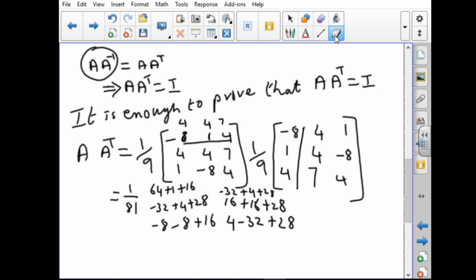Now take the last column. So last column is 1, minus 8, 4. So we get minus 8 plus 16. Then 4 minus 32 plus 28. Then 1 plus 64 and plus 16.